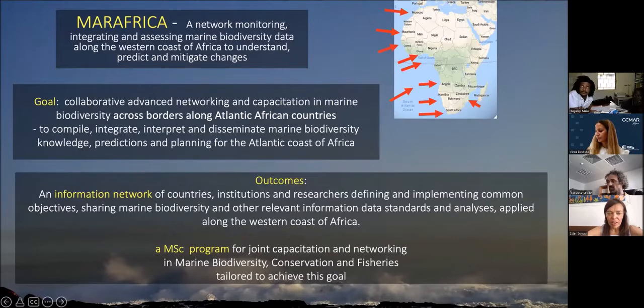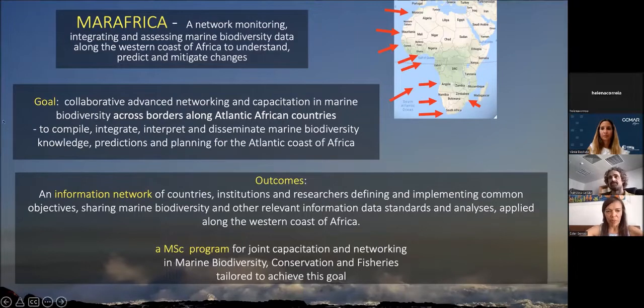This is addressing a gap: there is a lot of information that's not available, not just for research, but for management, for conservation, for all kinds of applications that need to be done. It's not that information doesn't exist, it's just that it's not easily available. So the objective is to compile, integrate, interpret, and disseminate this information on marine biodiversity and use it to make predictions and planning for management for the Atlantic coast of Africa.